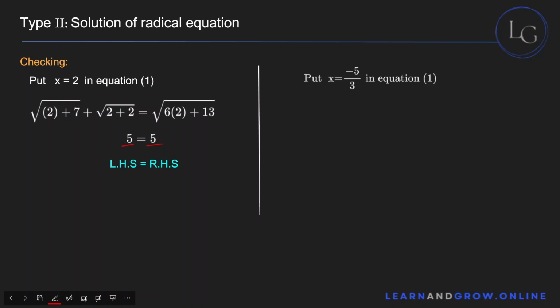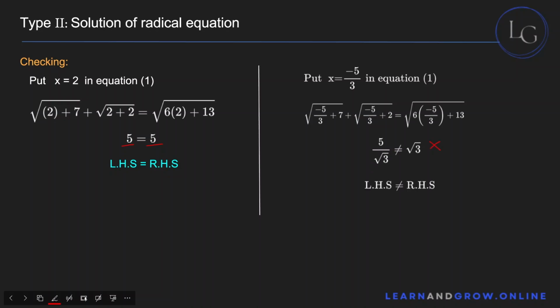For x is equal to minus 5 by 3, when you plug it into the equation, the left-hand side is not equal to the right-hand side. So minus 5 by 3 here is an extraneous root. So you have a solution set that x is equal to 2. That is the only solution of this equation.